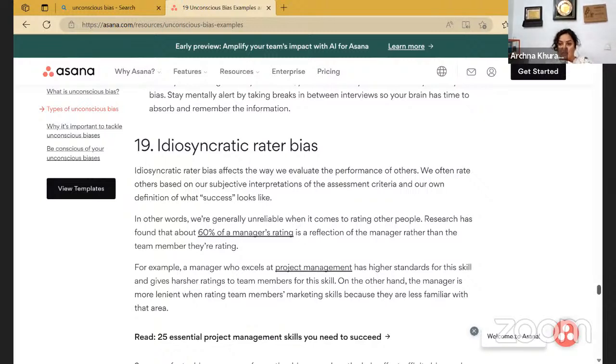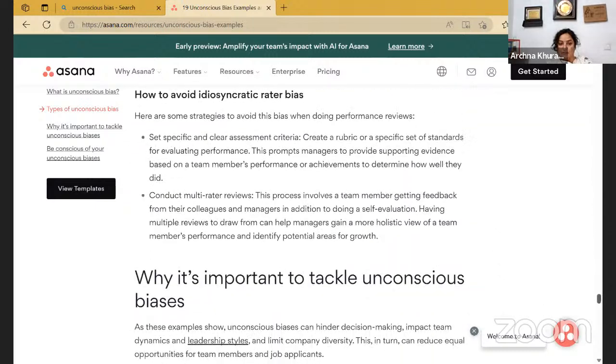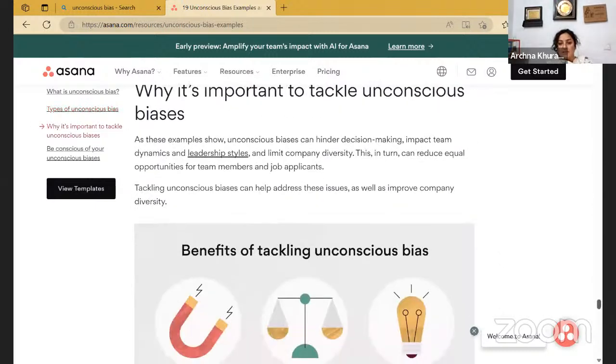Your definition of success is different, but the candidate in front of you for appraisal or for hiring has a different one, so you start rejecting them on that basis, right? So these are the biases that are there.